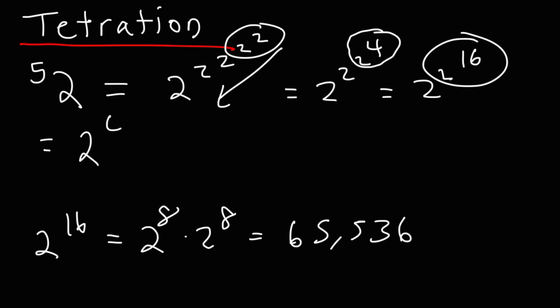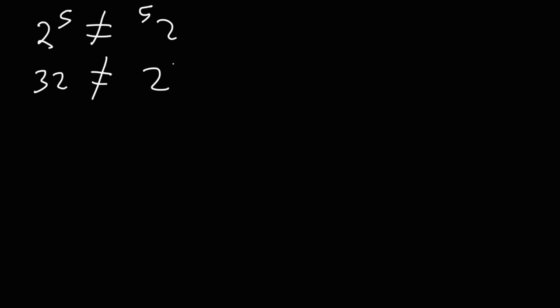So we have 2 raised to the 65,536. If you type that into a scientific calculator, you're going to get an error because that is a very big number. So I'm going to leave the final answer as this number here. So that's tetration. So notice that these two expressions do not equal each other. The one on the left, 2 to the fifth power, is 32. And 2 to the superpower of 5, we saw that it was a very big number. So these are two completely different operations.